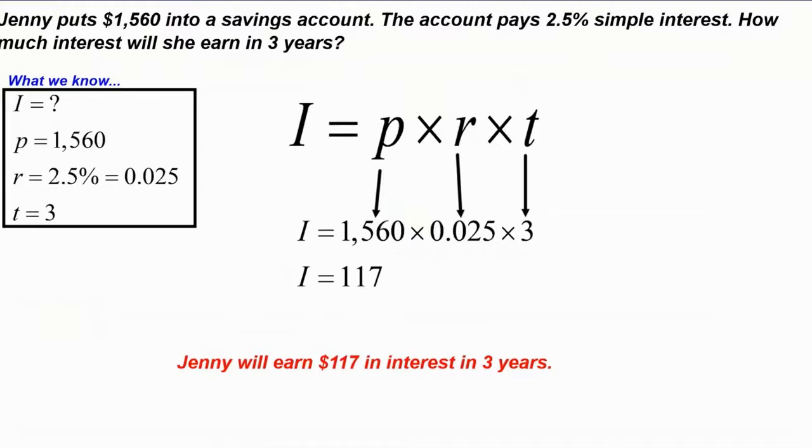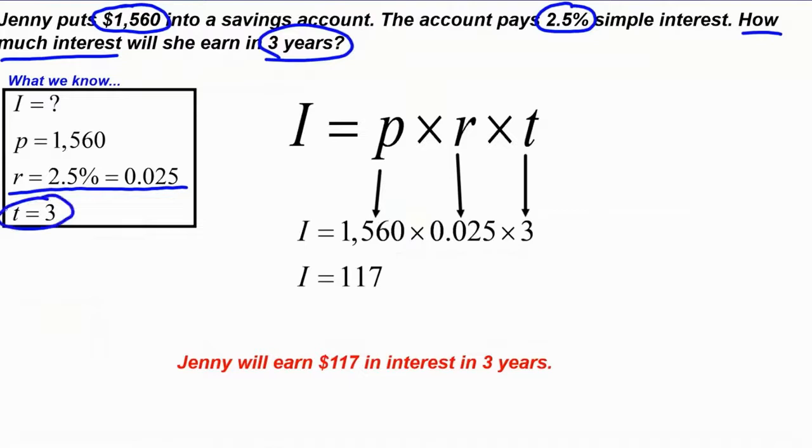So how do we calculate the interest? Well, what I like to do is just go through all the parts of the formula and write down what I know from the problem. So do I know the amount of interest? No, I don't, because it asks how much interest. So the interest is the unknown here. The principal is the original amount of money she starts with. That's the $1,560. The rate, the percent, is 2.5%, which as a decimal is 0.025. And the time is 3 years. So I know all those pieces.